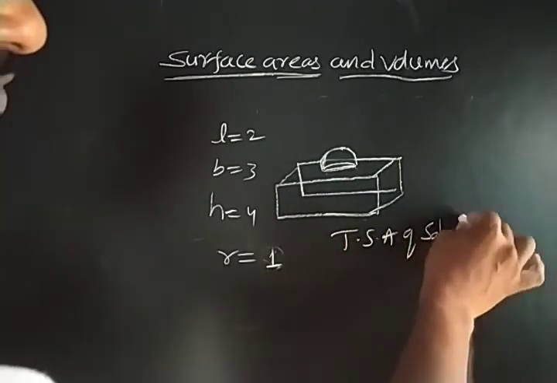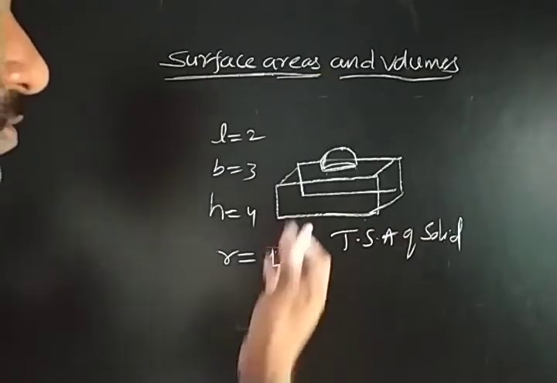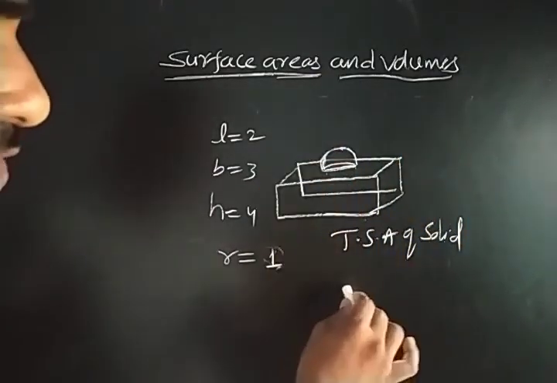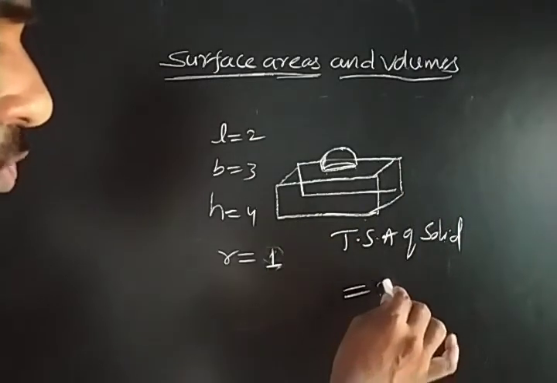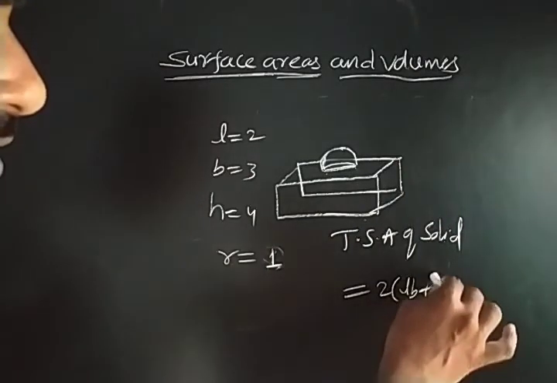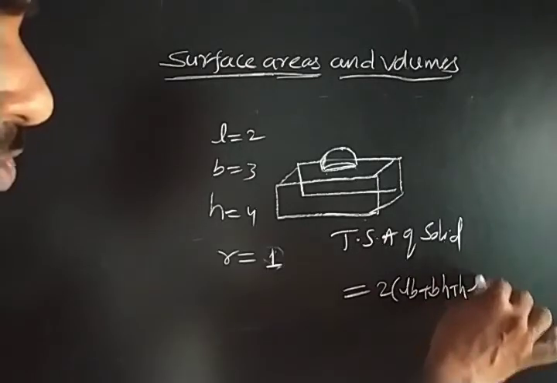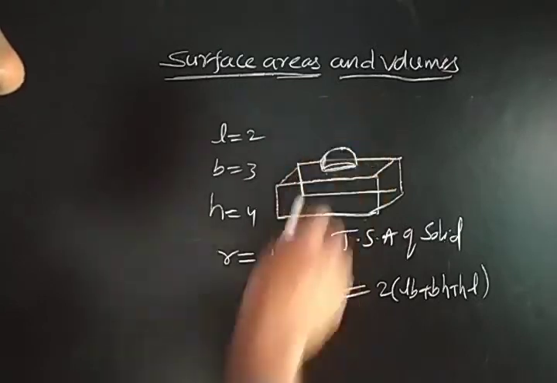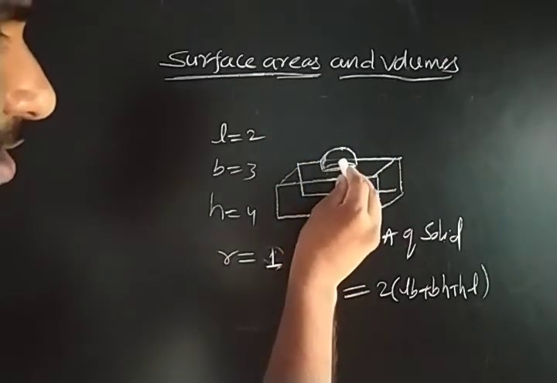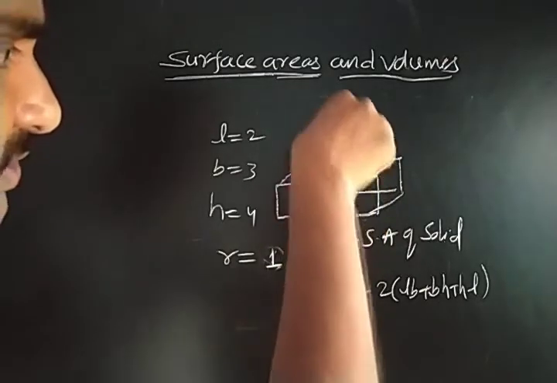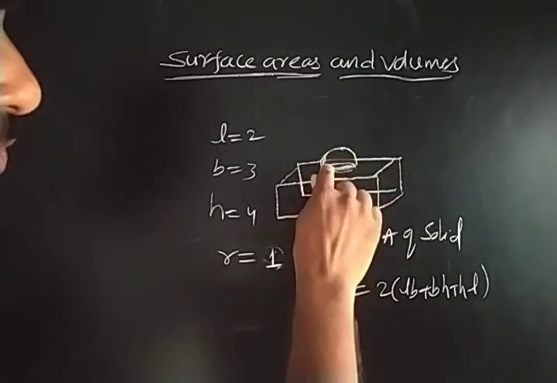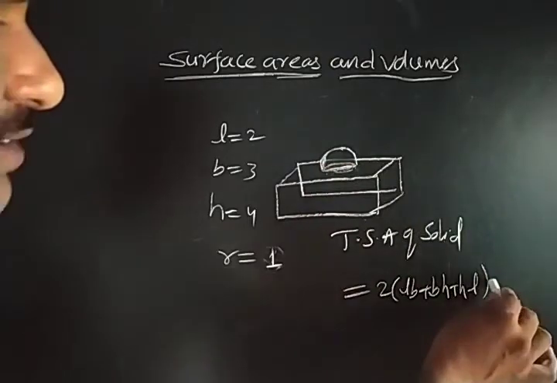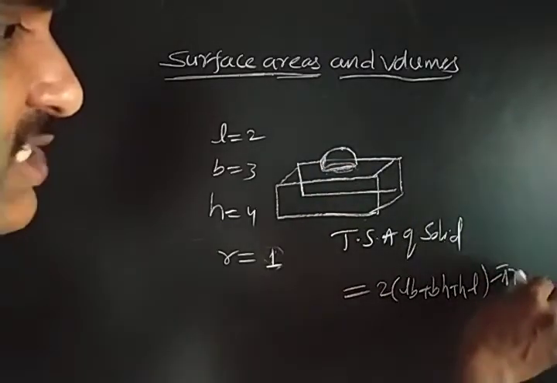How to find the total surface area of the solid? See here, we are finding the total surface area of the cuboid. What is the total surface area of a cuboid? 2 into lb plus bh plus hl. So you will get the total surface area of the cuboid. But here we are keeping the hemisphere, so we are not evaluating this bottom area. Why? Because we are keeping the hemisphere on this. So we have to subtract this circle area from the total surface area of the cuboid. So I am subtracting pi r square.